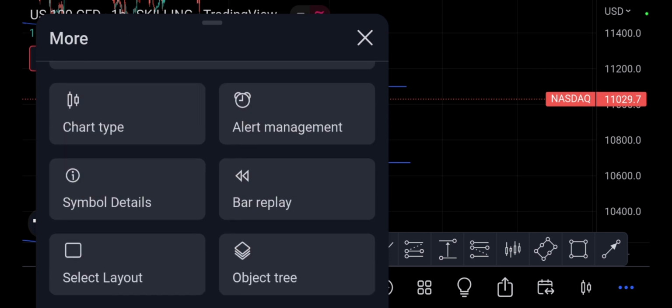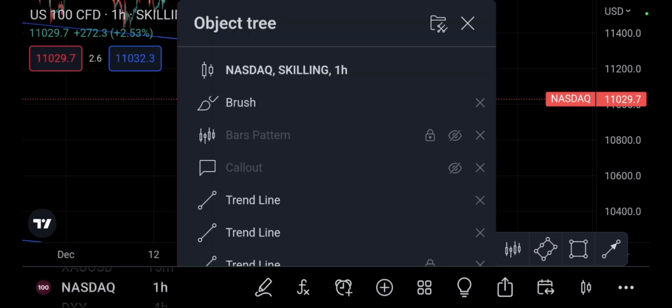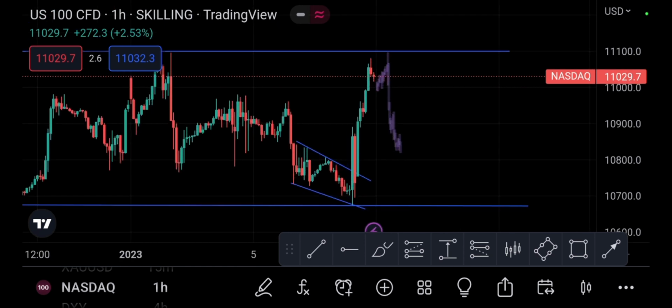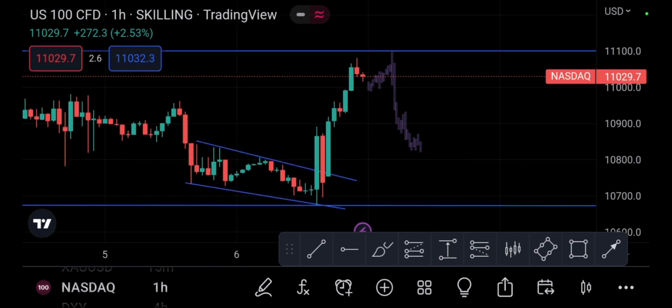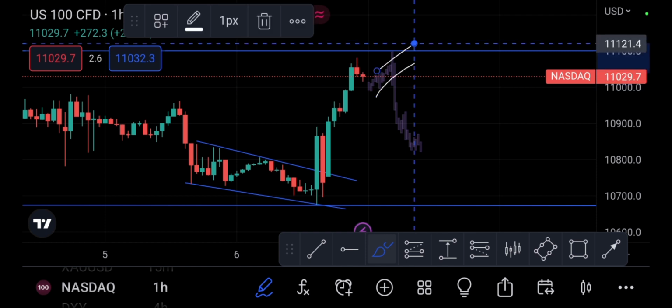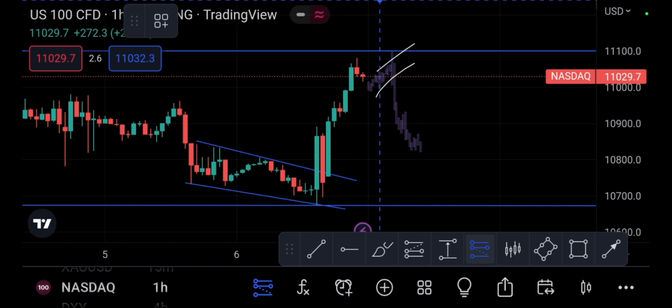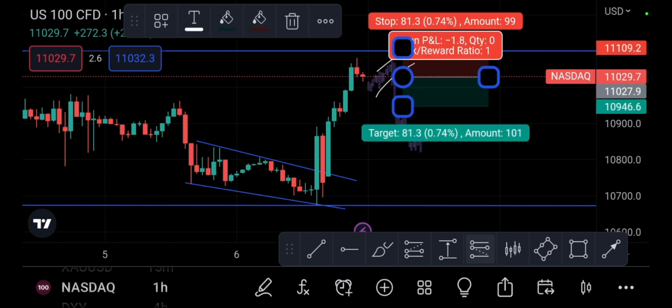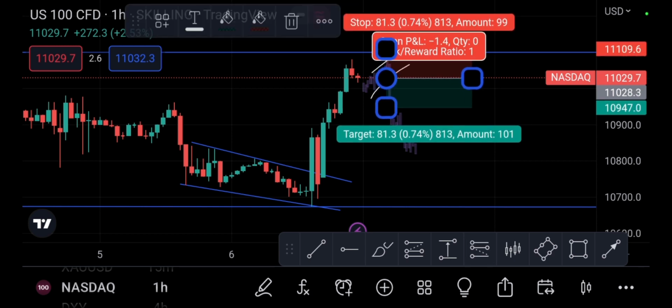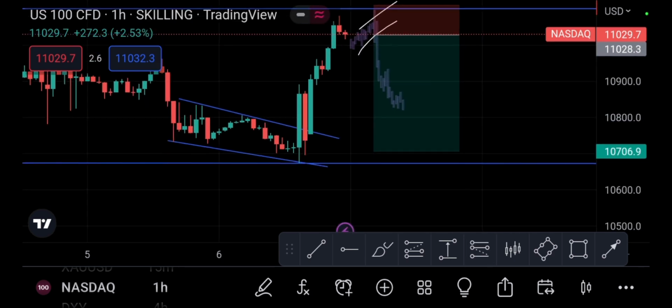Perhaps I can get the object tree and show you what I'm expecting. I'm expecting this so far. The reason I haven't entered the sell is because I haven't received any confirmation that we're going to the downside. But if there's any type of formation like this, I'm gonna take it here, right? Like this, with my entry below and my stop right at the top there. Yeah, I think that's great, then going all the way to the downside.